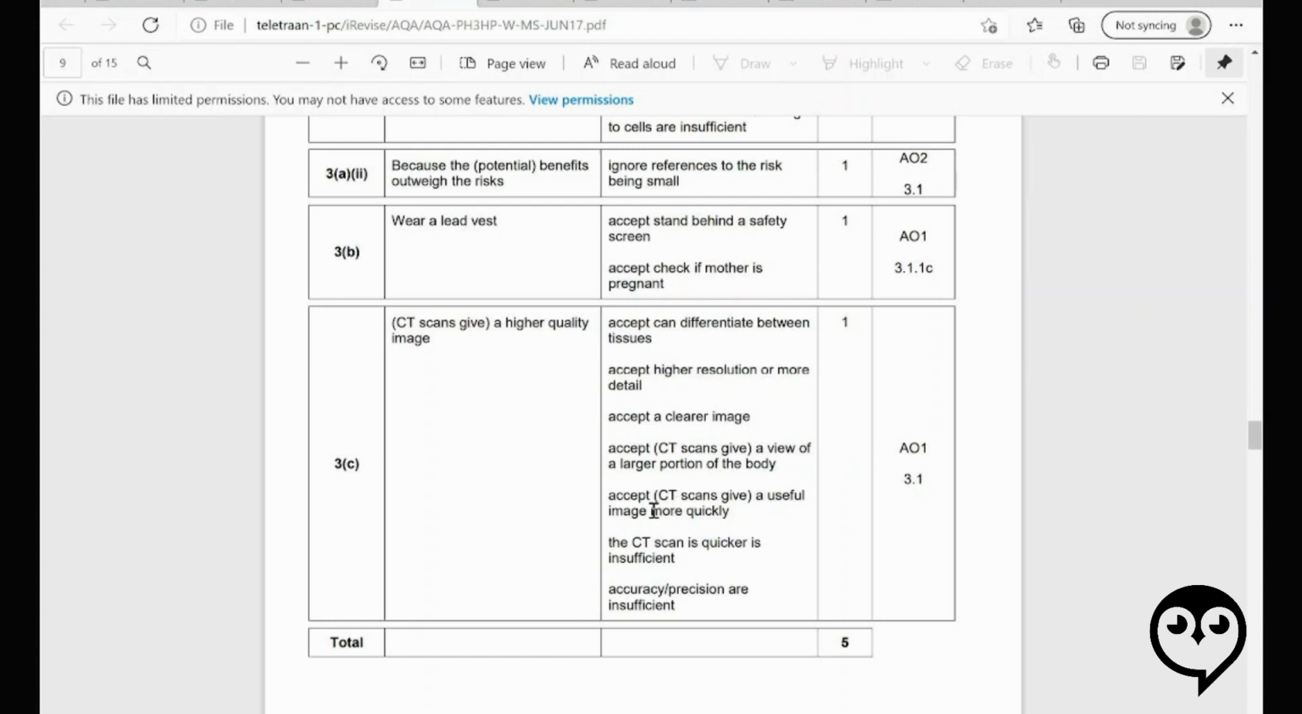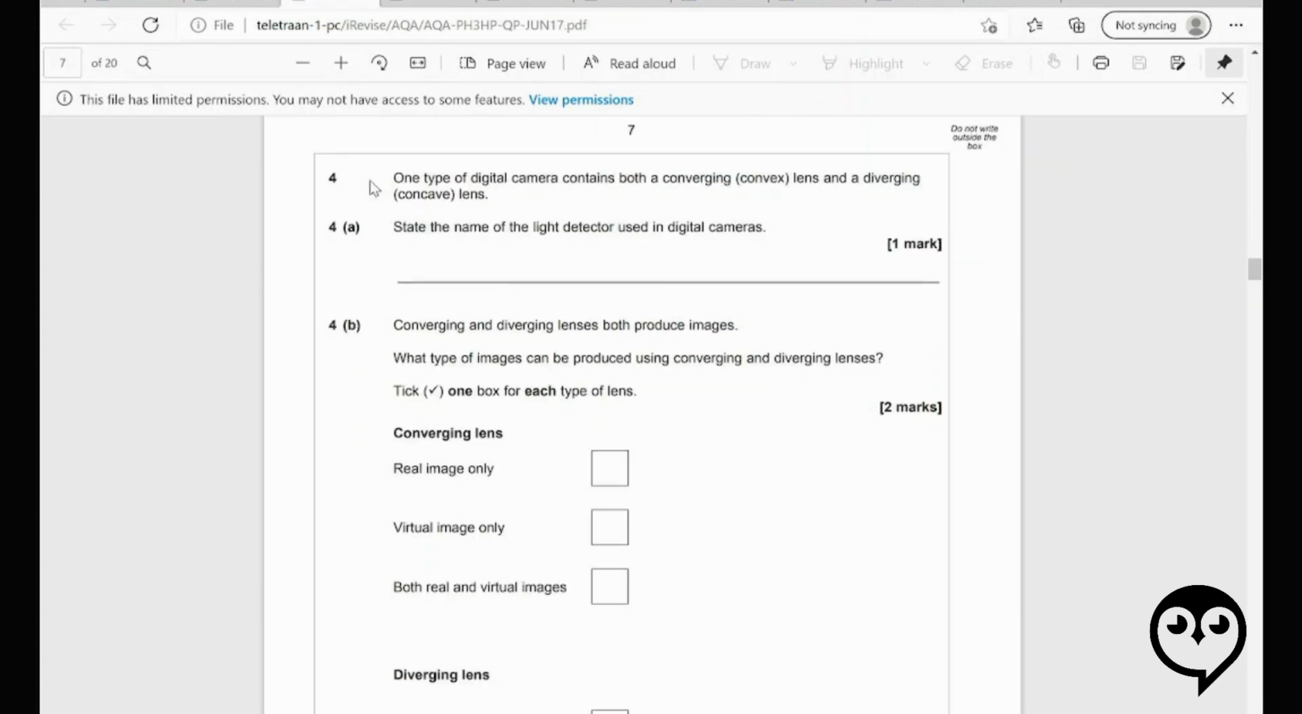A useful image more quickly. True. Yep. Quicker is not good enough. Accuracy and precision, not good enough. You need to say high resolution, more detail, clearer image. Okay. On to number 4 of the same paper.